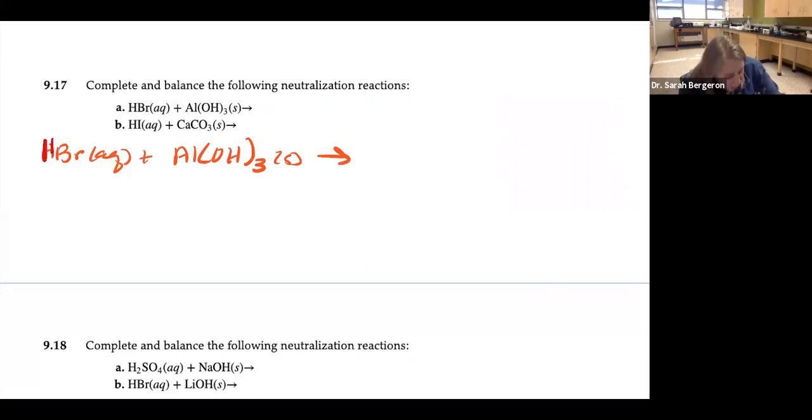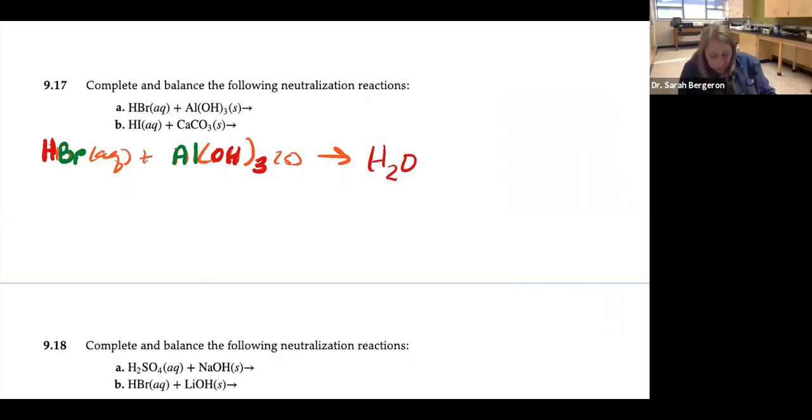Okay, so we have a hydrogen here, and we have an OH here. Now, I'm betting that this is not going to balance quite right, so I'm going to have to be careful when I do this. I know I'm going to make water. What else am I going to make? Well, I have a metal. Here's aluminum. And I have a non-metal. That's bromine. Okay, so be careful.